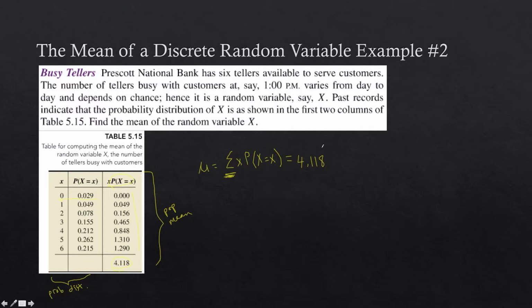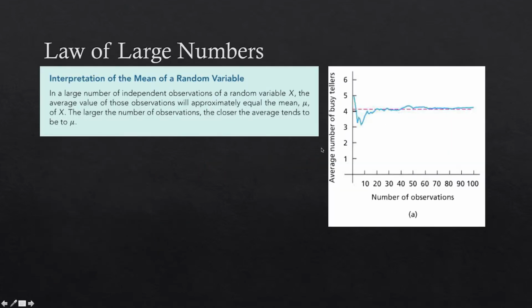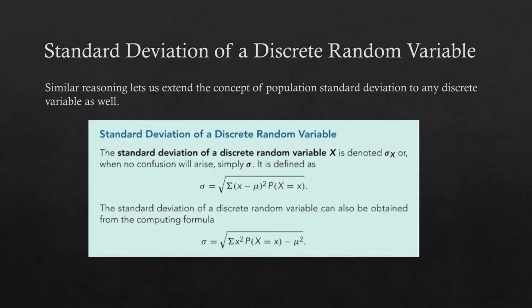That was the mean of our discrete random variable. So the law of large numbers says that if in a large number of observations of a random variable, the average of those observations is approximately equal to the mean. The larger the number of observations you have, the closer you tend to be to the population mean. That's basically what it's saying there. So just have an idea behind that. The more observations you have, the closer you actually get to the mean on average.